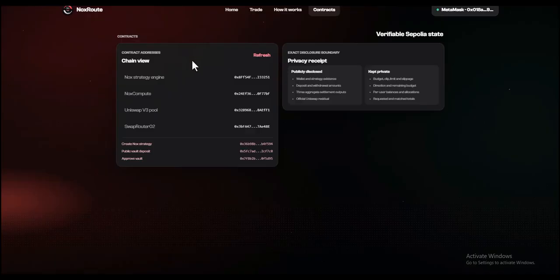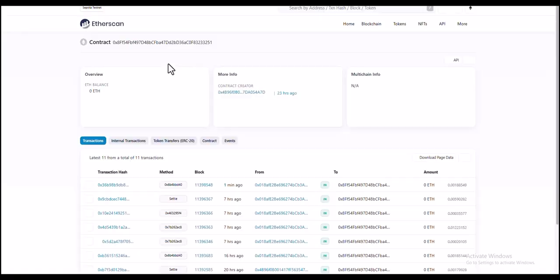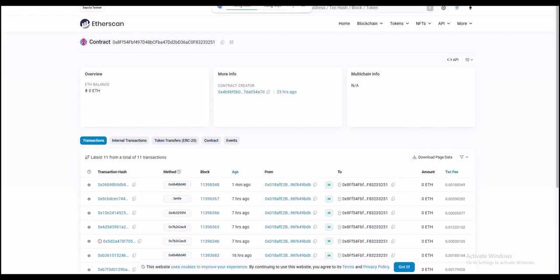It is not just an encryption badge on top of a normal form. It changes what the public market needs to learn. The user keeps composability with Uniswap, while Nox keeps the strategy private until only the aggregate residual must be revealed.